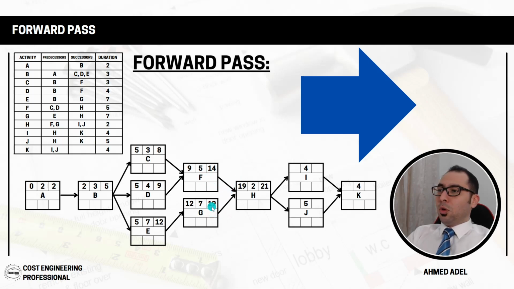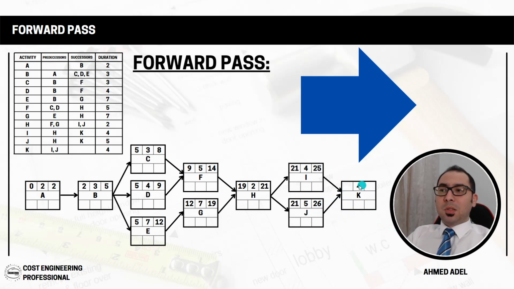Okay? So when the 19 goes here, again, 19 plus 2, that's 21. And as we said, when it is like that, the start of I and the start of J is depending on the completion or end of H. So because H will finish on 21, both I and J can start also on 21. So the 21 will go here and the 21 will go here. So again, 21 plus 4, that's 25. 21 plus 5, that's 26.